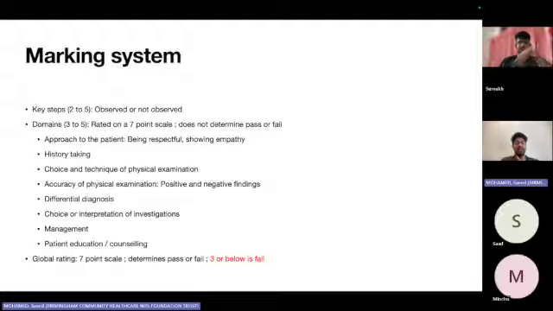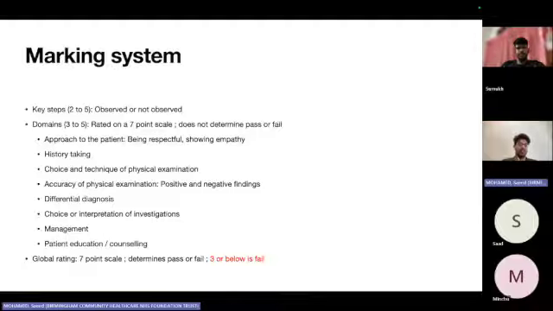Second is history taking. That's pretty self-explanatory. And then you've got choice and technique of physical examination. This is important for the clinical stations where you'll actually have to do the exam, and also some other stations where you have to request certain examination findings from the examiner. You'll be judged on this domain in those particular stations. Then you've got accuracy of physical examination. This is more so in a clinical examination situation where you'll actually examine a patient or an actor, and they will expect you to find or list the positive findings and some of the important negative findings that you have to rule out in that situation.